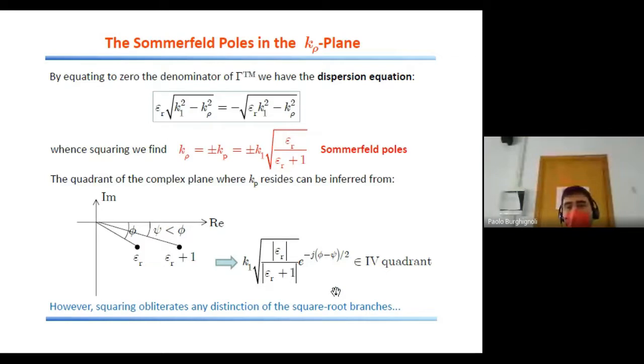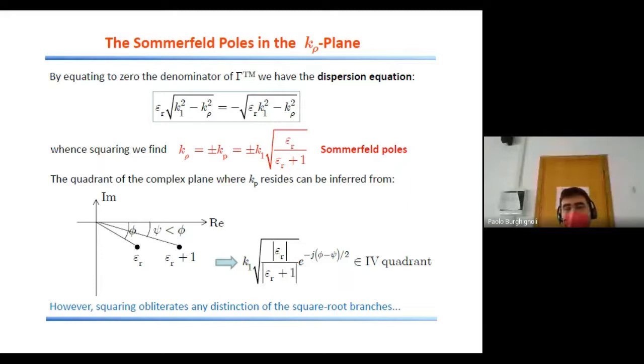Now, in this form, it should be evident that the overall phase, which is minus phi minus psi over 2, is a negative quantity, and therefore the Sommerfeld pole resides in the fourth quadrant of the complex plane. Of course, its opposite, that is the one with the minus sign in front, will instead reside in the second quadrant. So we have a pair of poles, one in the fourth and one in the second quadrant of the complex plane.